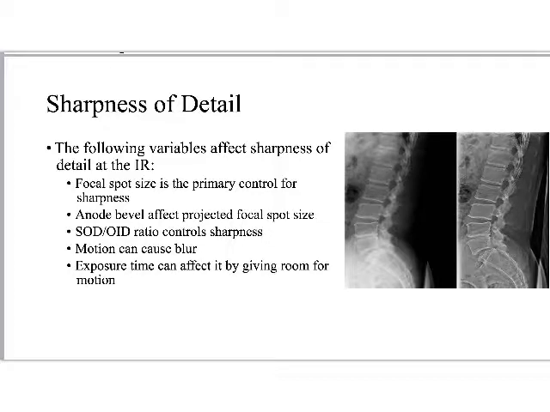But there are a lot of different variables that affect sharpness as well. So there are ways that we can improve sharpness without any kind of post-processing. Focal spot size is the primary control for sharpness. Now, I'll say that again. Focal spot size is the primary control for sharpness, all right? That's pretty much all focal spot size does.